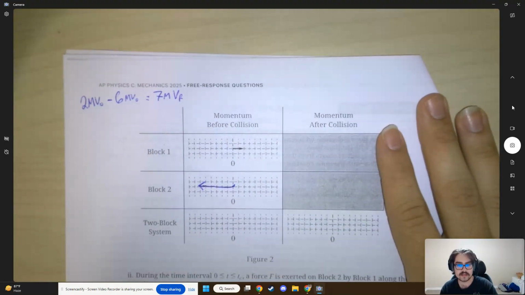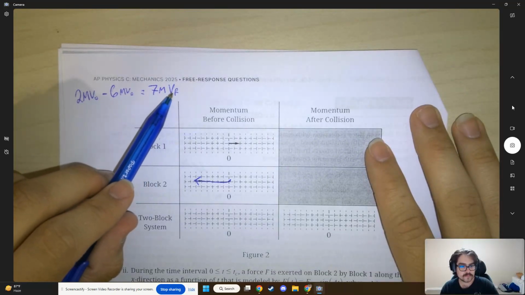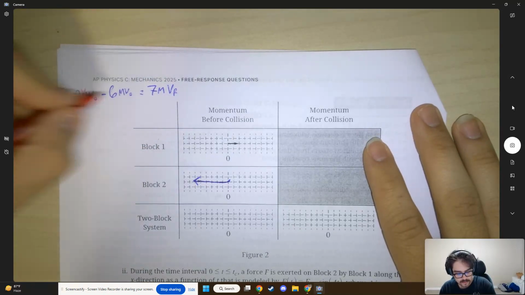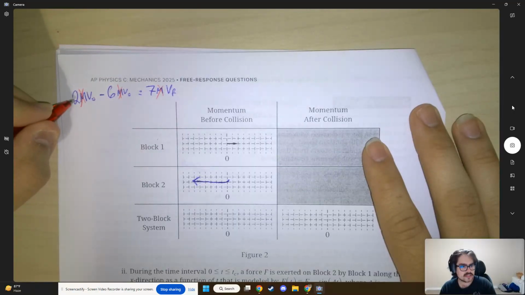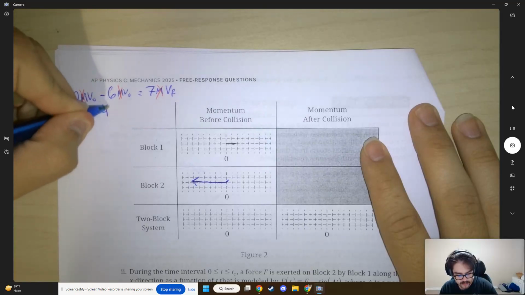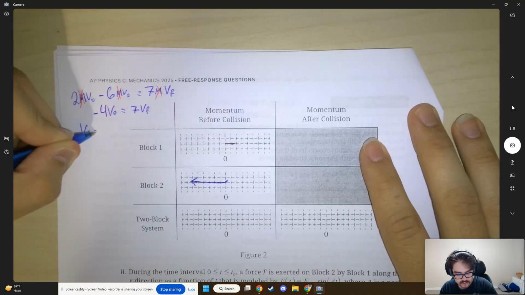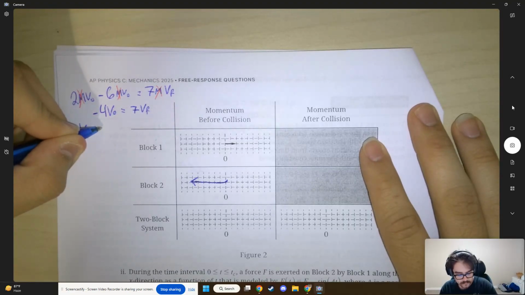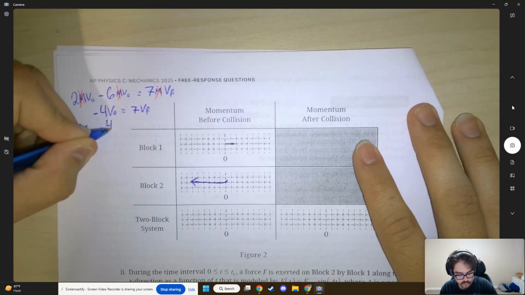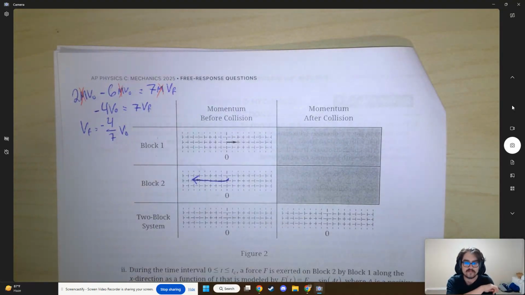I then need to figure out the final velocity of the system. I might be jumping the gun a little bit, but I think it's easiest to do that. So I solve for v final, and all I have to do, which is pretty easy, is take out my m's, and I get 2v naught minus 6v naught. That gives me negative 4v naught on the left side, which equals 7v final. And then v final is negative 4 over 7 v naught. Okay? Negative 4 over 7 v naught.